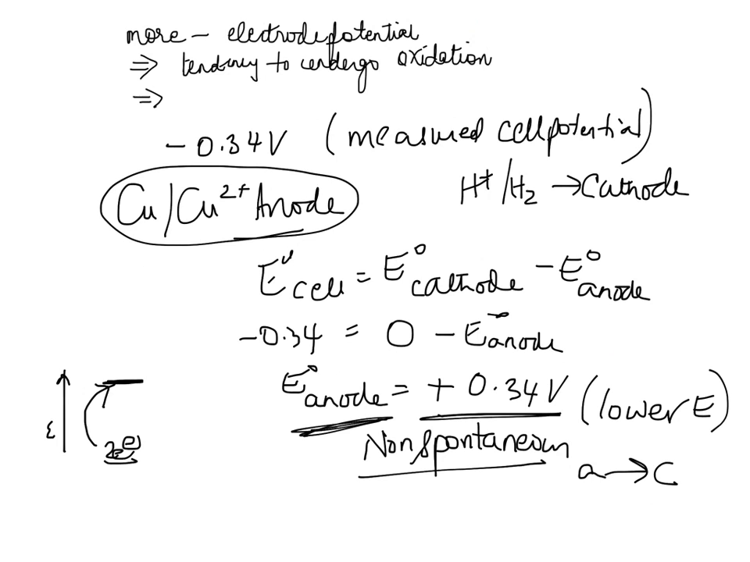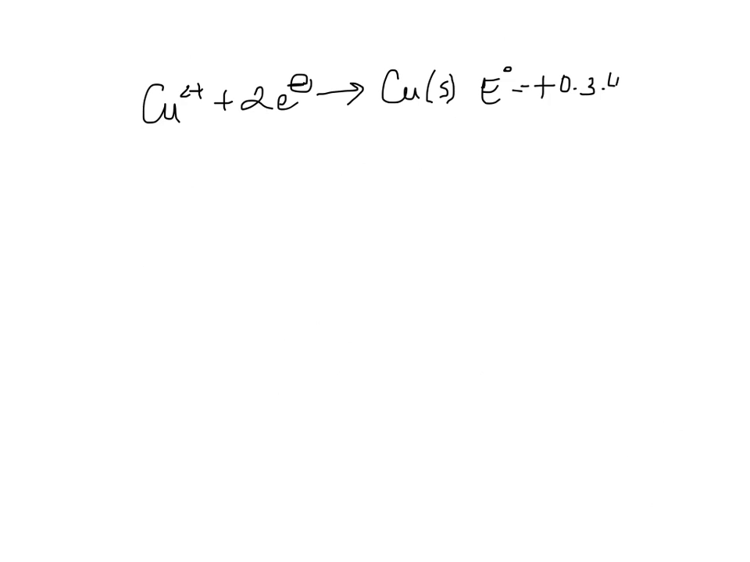So if you were to put these reactions together, you would say that copper two plus plus 2 electrons giving you copper solid, E naught is 0.34 volts. And I'm writing these as reduction half reactions because by convention, and this is a more modern convention, these standard electrode potentials are written for reduction half reactions.